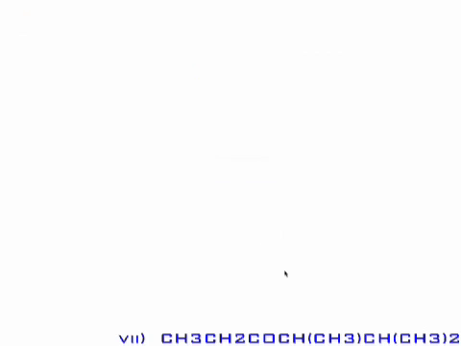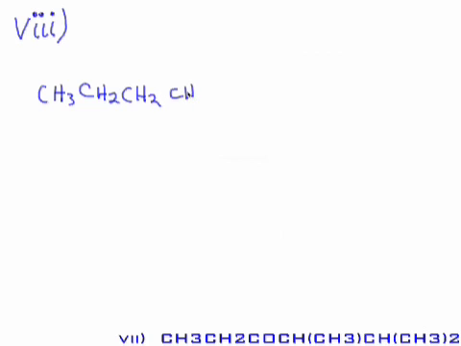Excellent. Question 8. Roman numeral 8. Here we go. We have a rather large structure to draw. We have a CH3, followed by 2 CH2s. Then there are 2 CHs. Followed by 3 more CH2s. And a CH3.